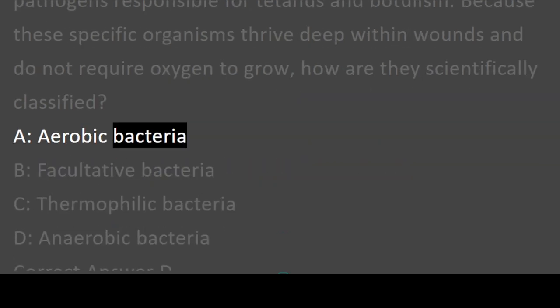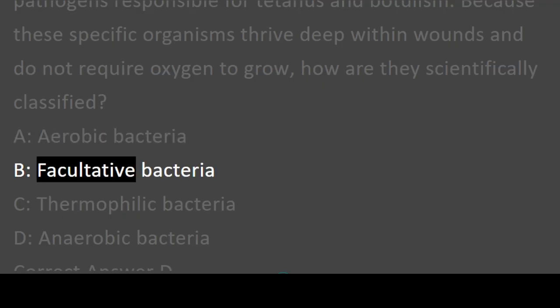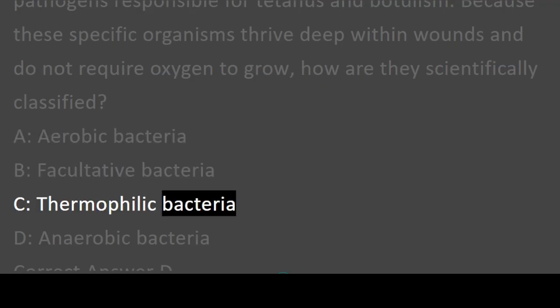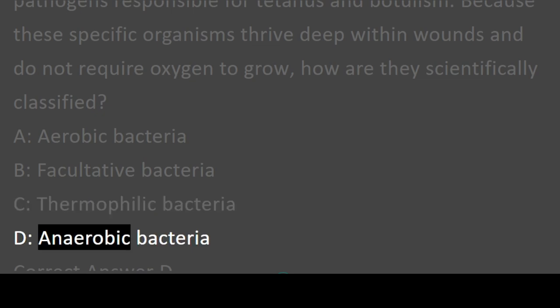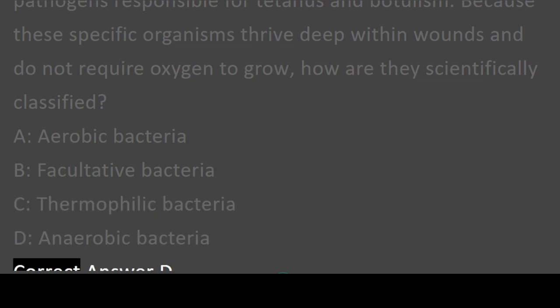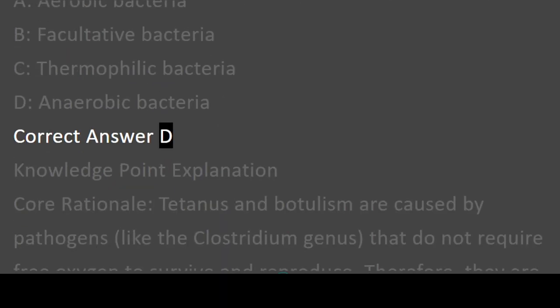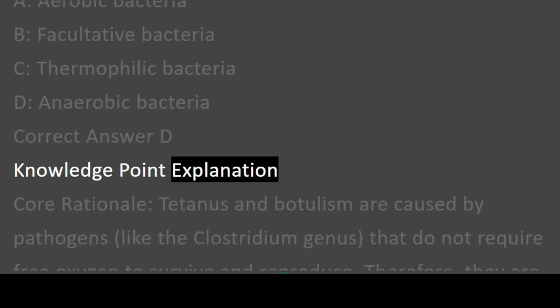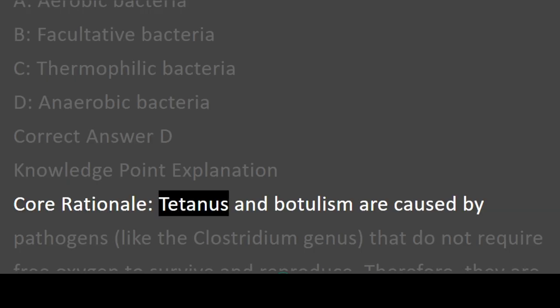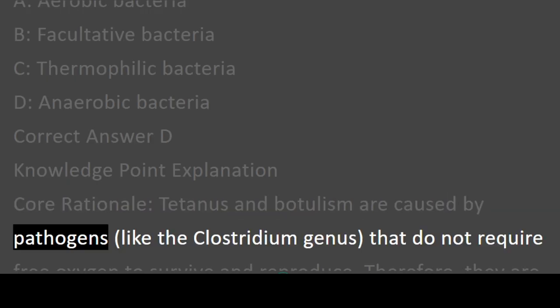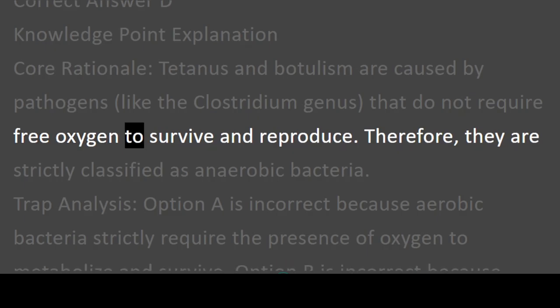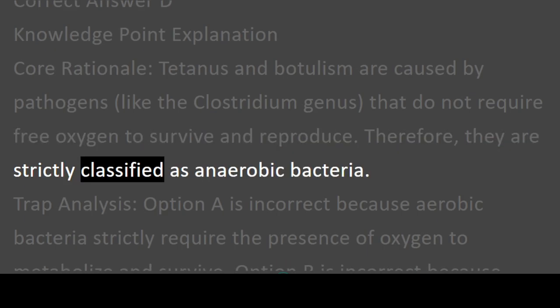A. Aerobic bacteria. B. Facultative bacteria. C. Thermophilic bacteria. D. Anaerobic bacteria. Correct answer D. Knowledge point explanation. Core rationale: tetanus and botulism are caused by pathogens, like the Clostridium genus, that do not require free oxygen to survive and reproduce. Therefore, they are strictly classified as anaerobic bacteria.